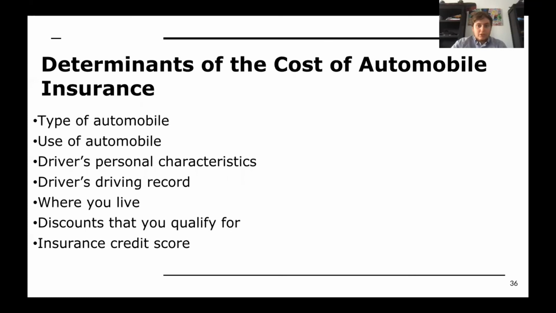There are many determinants of the cost of insurance. First, the type of automobile. If you have a sports car, it will be more expensive than if you have a regular car. The use of your automobile: if it's a car that you only use for vacation or to go to work, the price will vary. Your driver's personal characteristics, your driving record. Of course, if you have multiple tickets and multiple accidents, your insurance will go up. Where do you live? Insurance in Miami will be more expensive than insurance in a rural low traffic area because in Miami there is a higher accident rate.